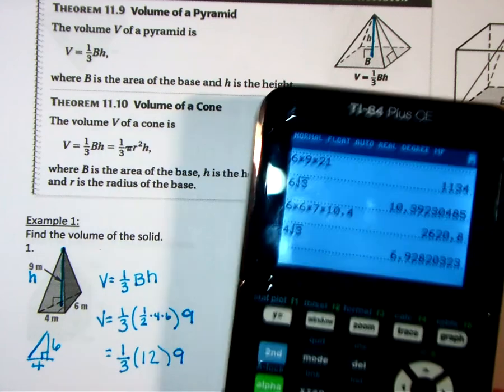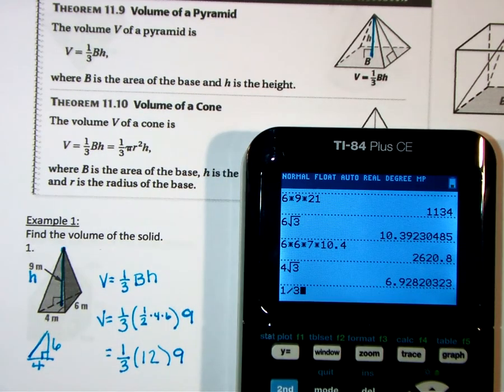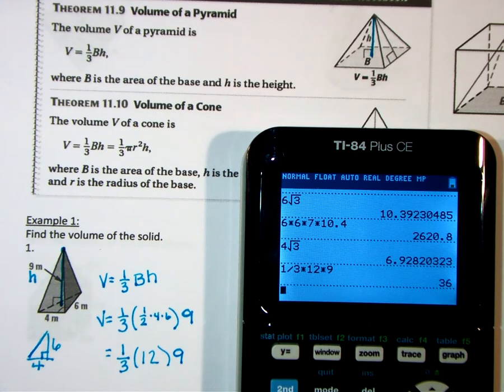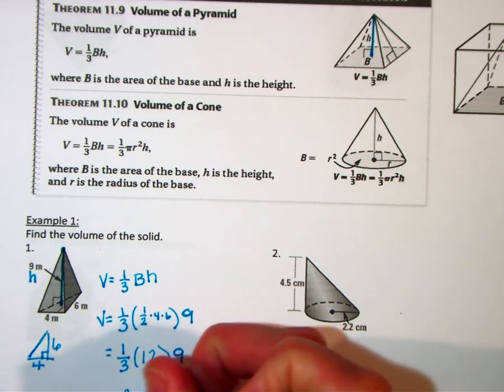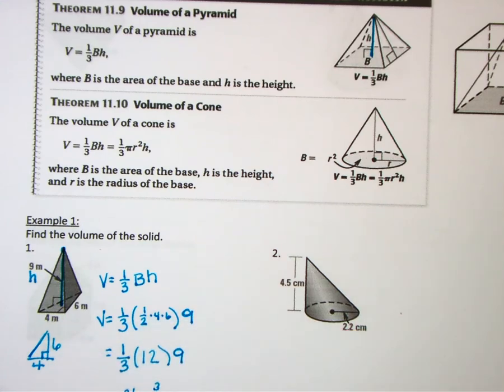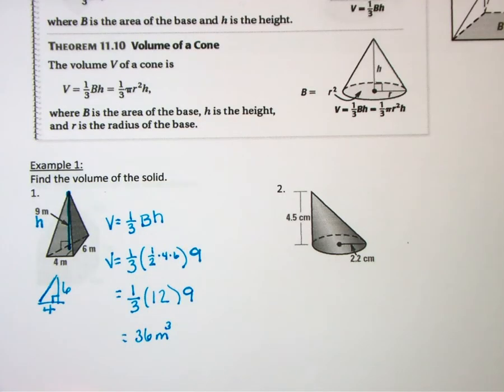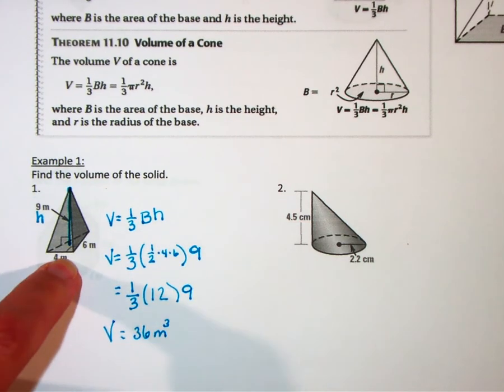But you can also just do, in your calculator, 1 divided by 3, that's 1/3, times 12 times 9. 36. So 36 meters cubed. Okay, and that is the volume of this triangular pyramid.